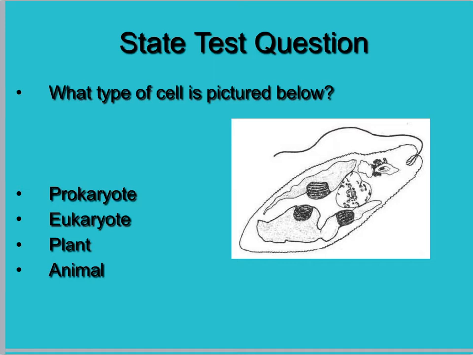What type of cell is pictured below? Prokaryote, eukaryote, plant, or animal? Well, hopefully you noticed the nucleus, and in noticing the nucleus, you would have realized that this was a eukaryotic cell. Now, typically a plant cell is not going to have a flagella, so this is probably an animal cell, but it could also be a protist cell with a flagella. And the picture's not good enough for us to know that, nor would I ask for you to know that.